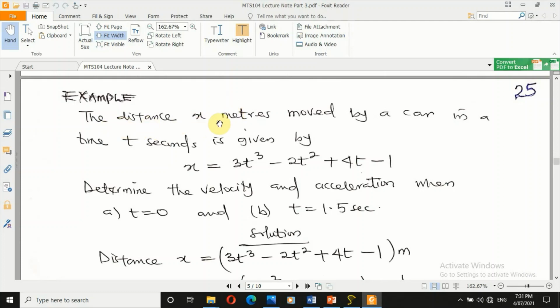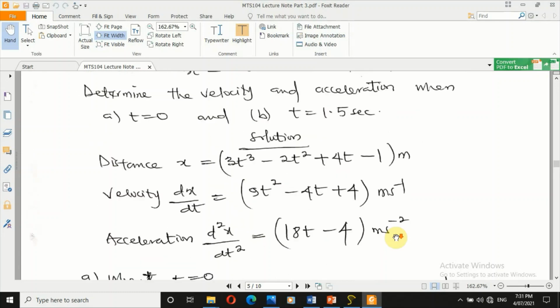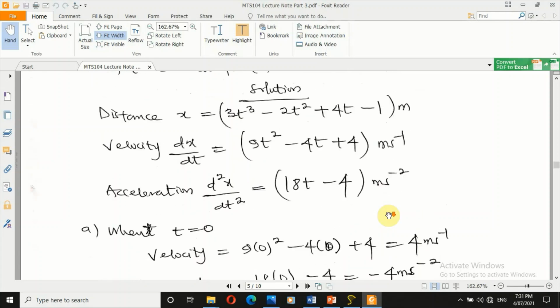Example: the distance x meters moved by a car in a time t seconds is given by this. This is a polynomial again, of order 3. Now we're asked to find the velocity and acceleration at the initial time and at time 1.5 seconds. We have the distance. How do you get the velocity? We differentiate once, then you have this. How do you get the acceleration? You differentiate the velocity once, or you differentiate the distance twice. Then you have this. Don't forget the unit.